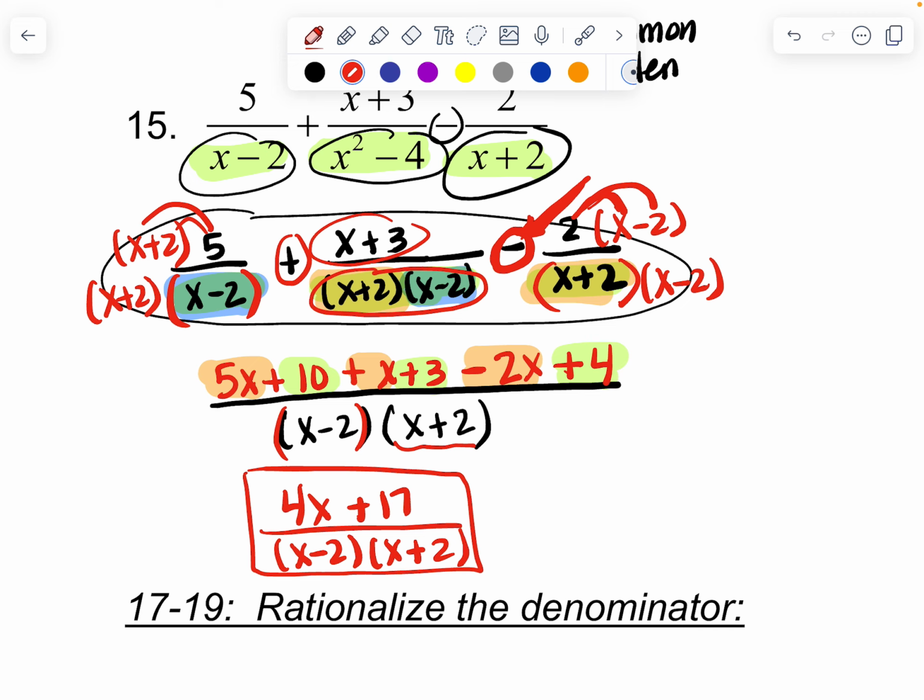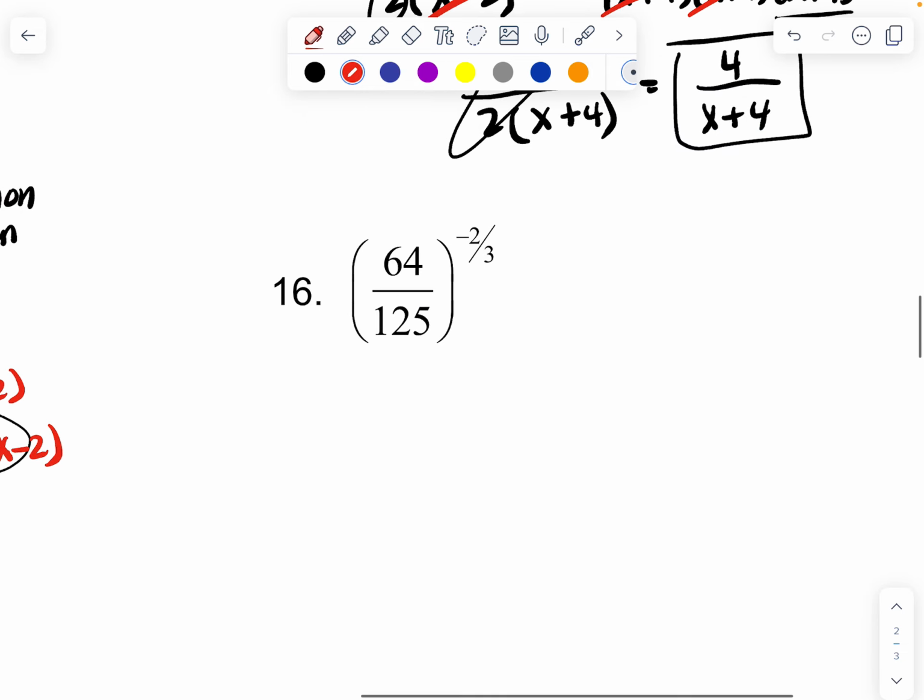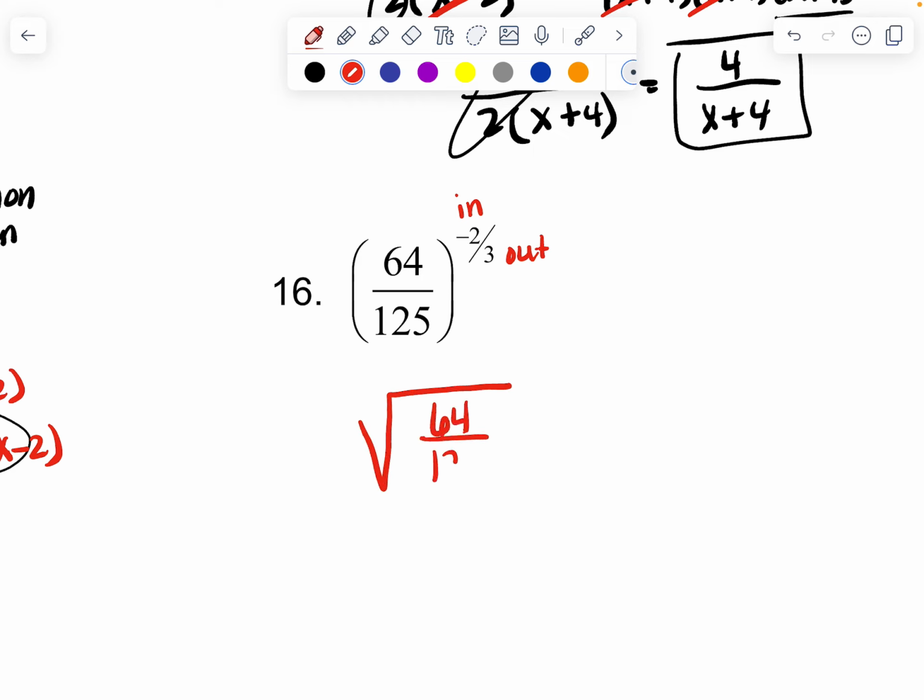Okay, what have we got for number 16? Oh, this one's fun. Okay, 64 over 125 to the negative 2/3. So let's do in over out. This is your in, this is your out. So I'm going to write this in radical form. I'm going to put the base in there, 64 over 125, okay? The in is negative 2. I'm raising all of this to the negative 2. And the out is this 3. So I want the cube root of 64 over 125 to the negative 2.